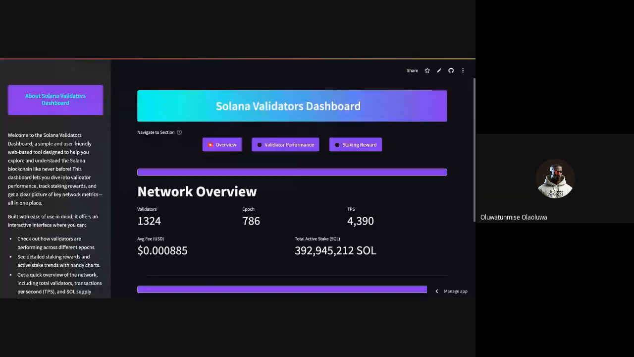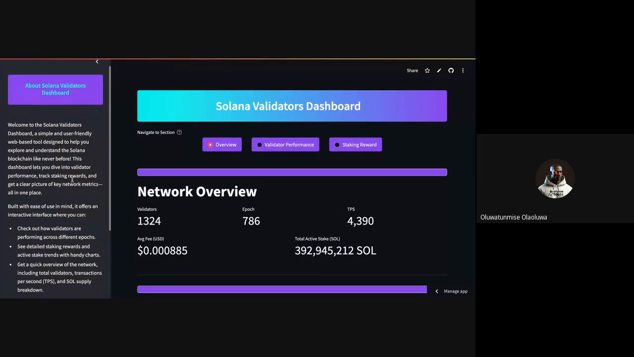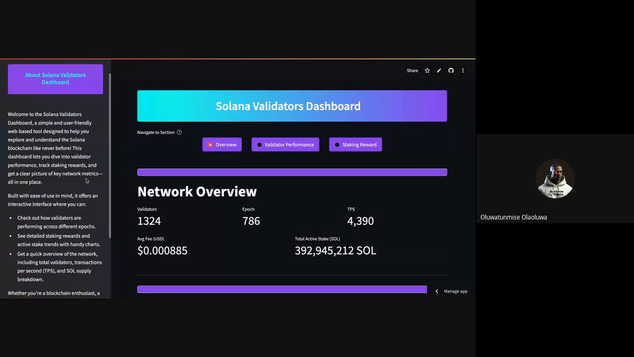And this was the application I built using on-chain analytics knowledge, developer approach, and Streamlit. All right. So here you can see that it says, welcome to Solana Validator Dashboard, a simple and user-friendly web-based tool designed to help you explore and understand the Solana blockchain like never before. This dashboard lets you dive into validators' performance, track their staking reward, and get a clearer picture of key network metrics all in one place. Built with ease of use in mind, and it offers an interactive interface.